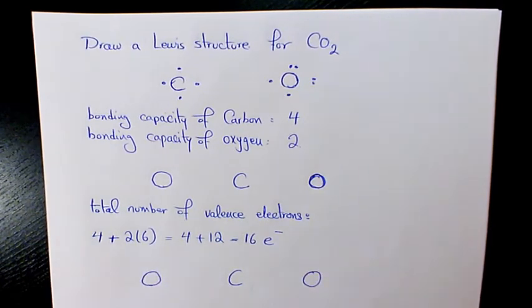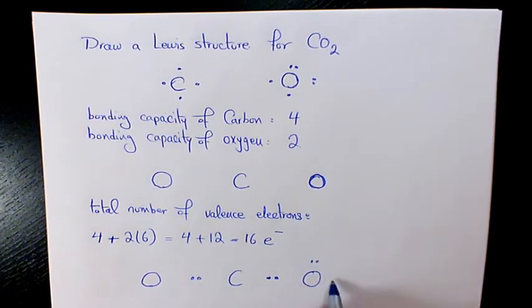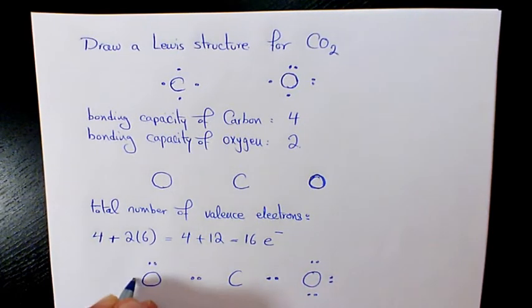So what we need to do, the next step, we need to place one pair of electrons between each adjacent pair of atoms. So 1, 2, 1, 2. And after that, we need to place pairs of remaining valence electrons as lone pairs on the surrounding atoms. So surrounding atoms are oxygen. So 1, 2, 3, 4, 5, 6. 1, 2, 3, 4, 5, 6.